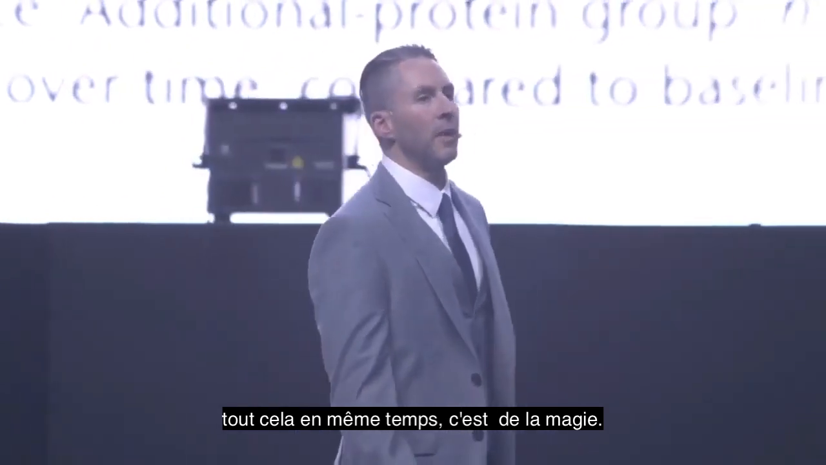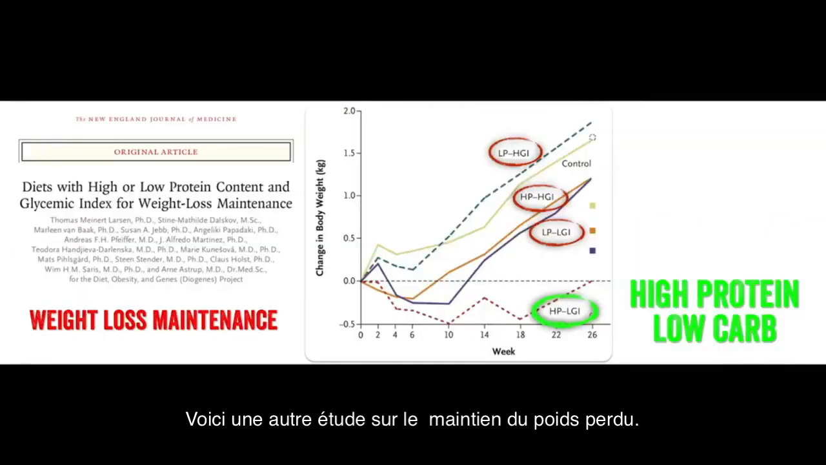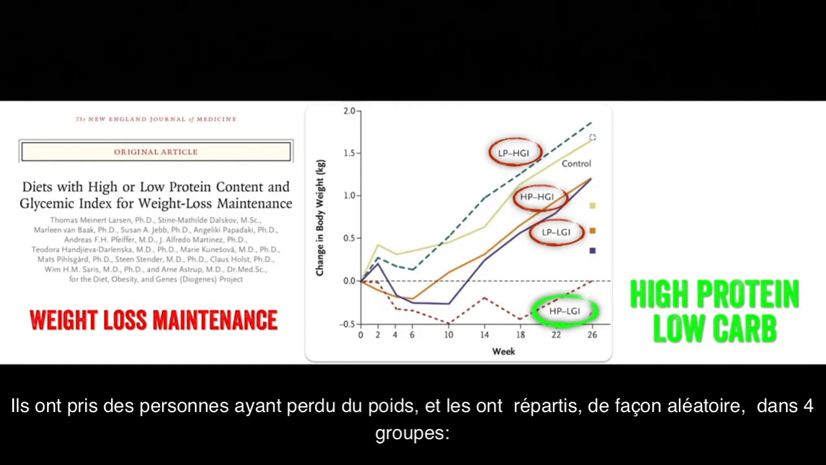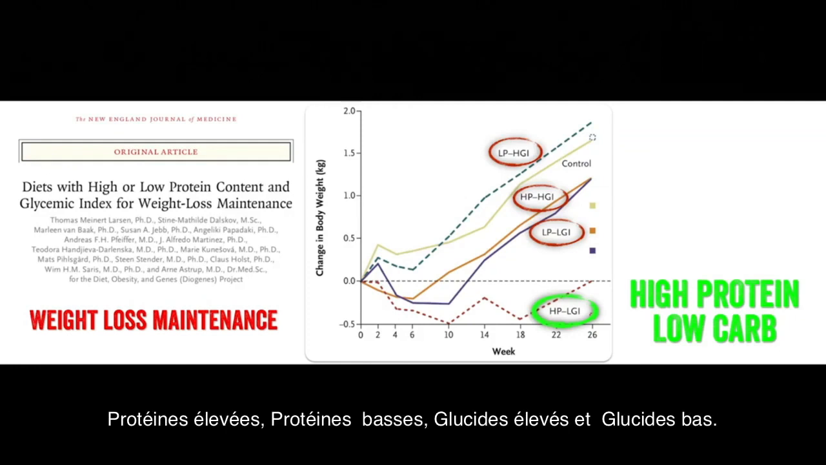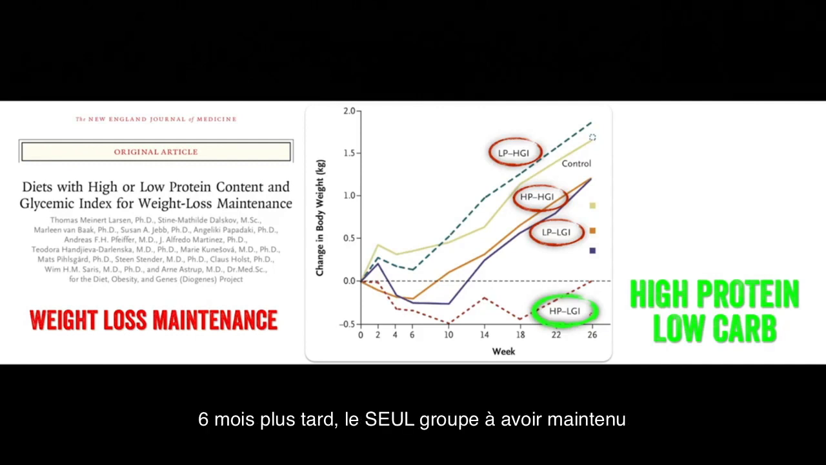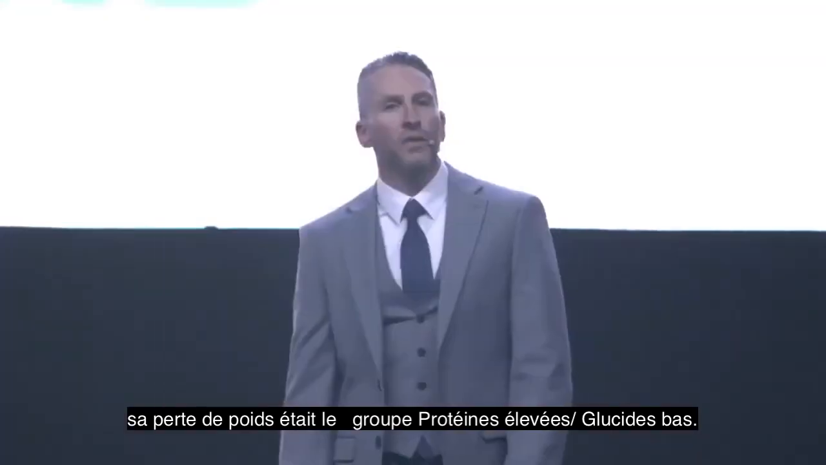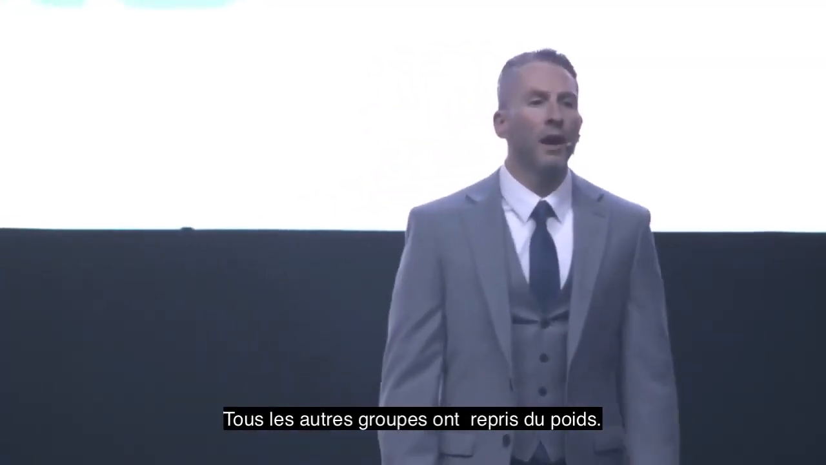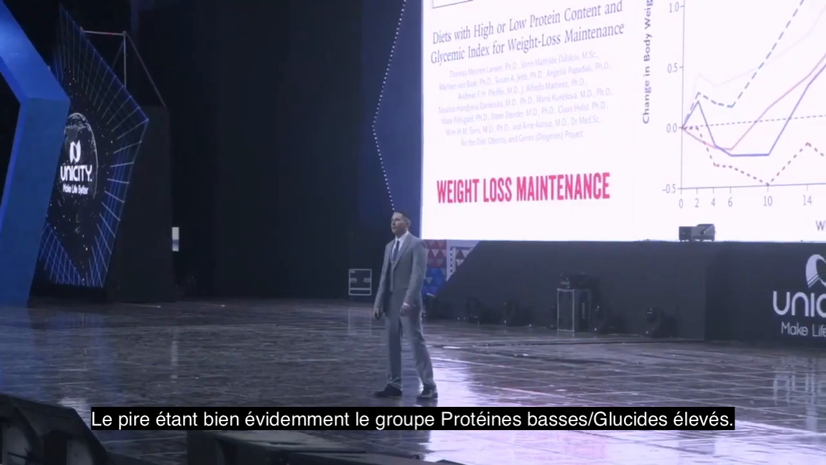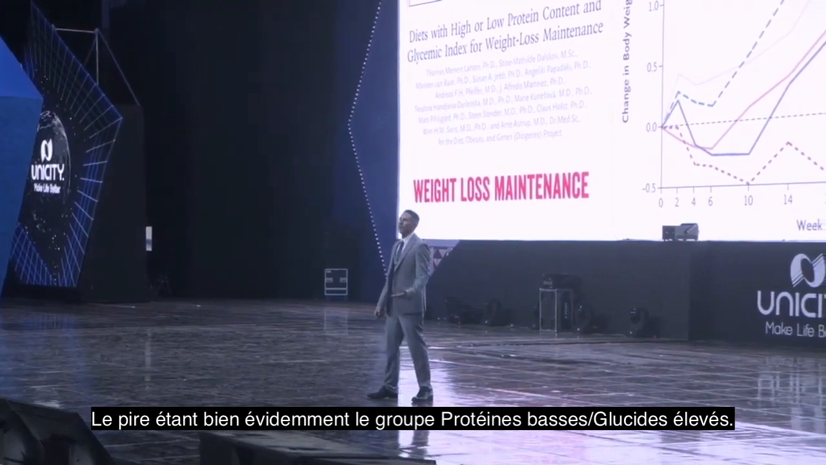This is absolutely magical. Here's another study in weight loss maintenance. They took people who had lost weight and randomized them into 4 groups: high protein, low protein, high carb, and low carb. 6 months later, the only group that maintained their weight loss was the high protein, low carb group. Every other group gained their weight back. Of course, the worst was the low protein, high carb group.